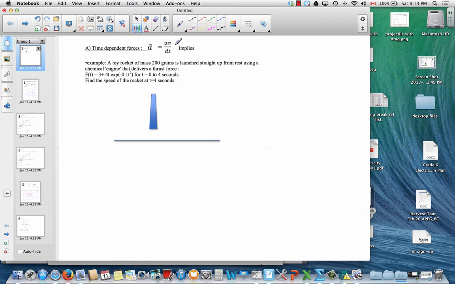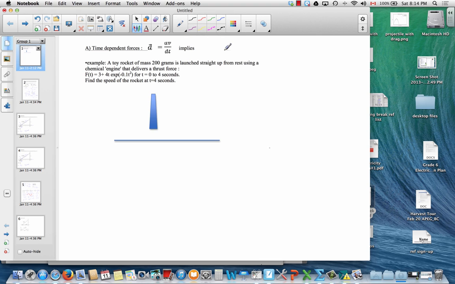Okay, our topic for this week is dynamics. And we're going to take a step beyond elementary dynamics, where forces are typically constant. We're going to look at forces that depend on time, on position, and on velocity. Let's start with time-dependent forces.